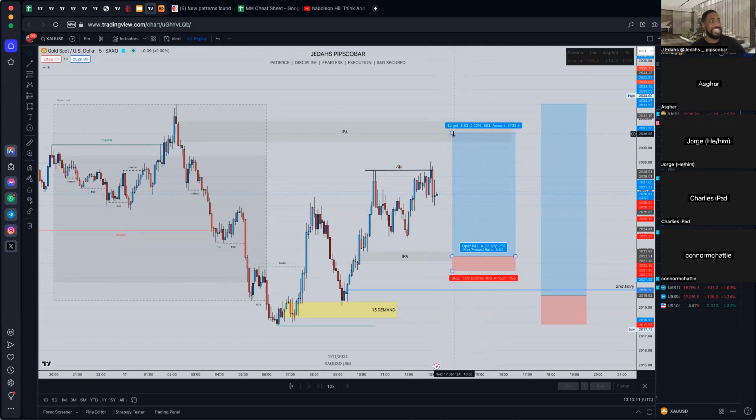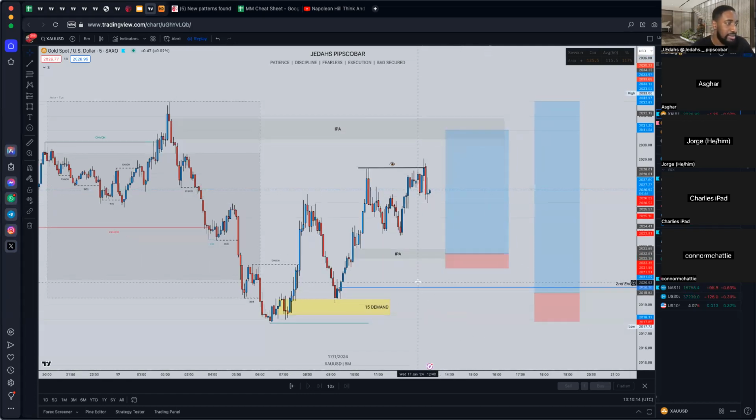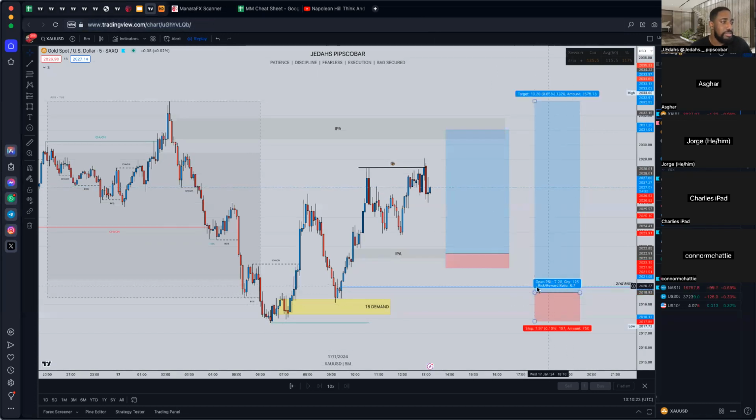Okay, and then targeting into here. So yeah, that's the trade I'm waiting for there. But for me specifically, I would prefer this one, this lower one through here. So again, specific price 20, 20, 20. That'll be my preferred option.